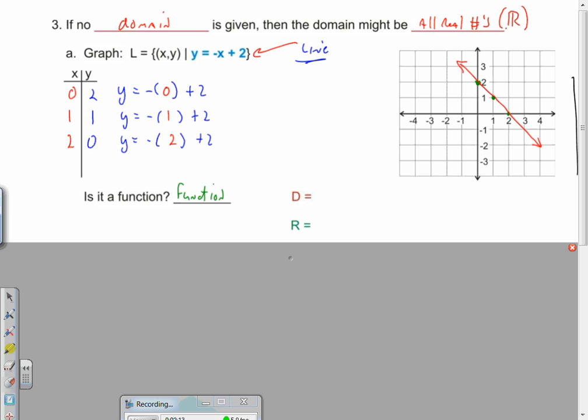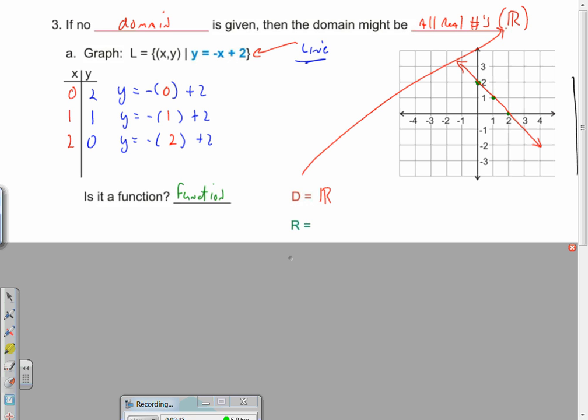What's the domain? Well, remember, we set up that the domain is all the real numbers. And here's what you're looking at. Don't the x values go forever to the left, and don't they go forever to the right? They do. No matter what x number you pick to the left or to the right, the line will be above or below it. So it's all the real numbers.